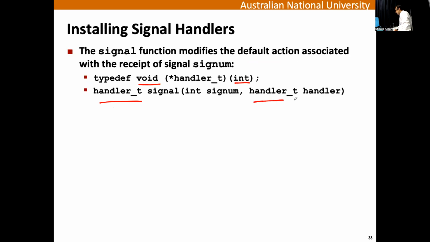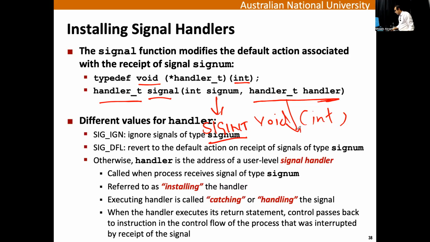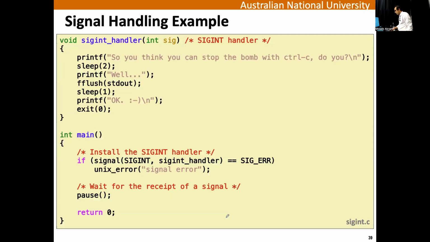We write the handler, we write the function, which takes an int, returns nothing, and we call signal with the signal number that we are installing the handler for and what to do. Okay, so this is called installing the handler, catching or handling the signal. And when the handler executes, the return statement passes the control back to the actual function.